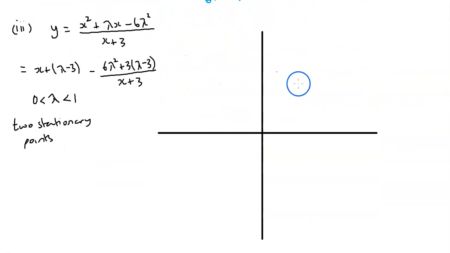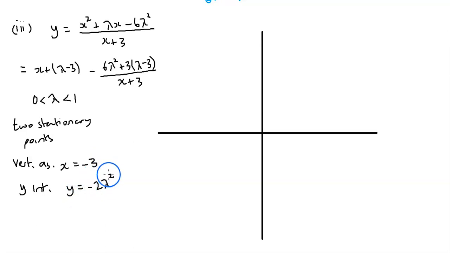I've set up a little bit of information here about this function. Obviously we have the vertical asymptote at x equals negative 3. We also know the y-intercept is negative 6 lambda squared divided by 3, so that will be y equals negative 2 lambda squared. It can be as close to 0 as we like, but it still has to be negative.